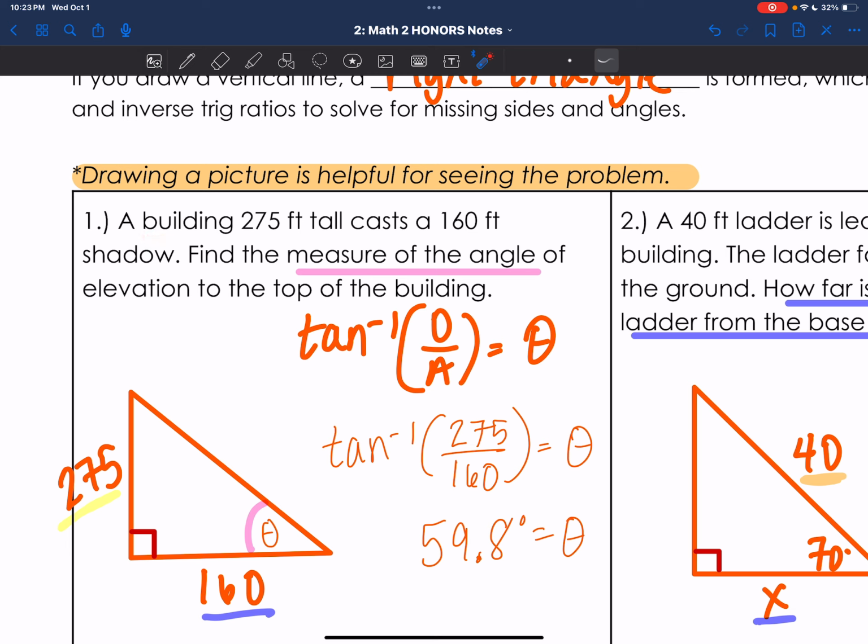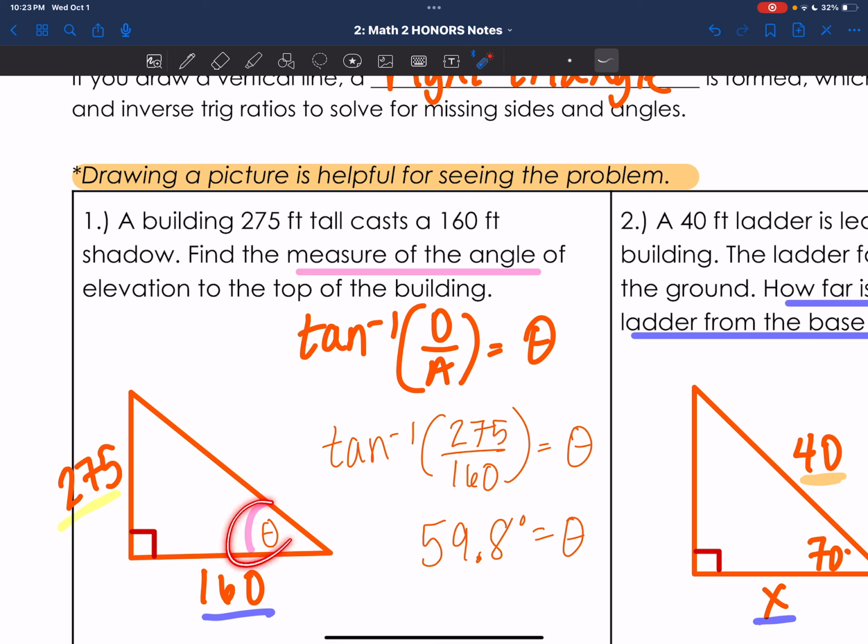The building is 275 feet tall. So this is your building right here, and it's 275 feet. It casts a 160-foot shadow. So this is your shadow down here. We want to measure the angle of elevation. So we know we're looking up. It's this guy right here. Remember, that's theta. We don't know the angle. To the top of the building. The top of the building is right there. So again, we don't need this line here, but these are our parallel lines, and that's your transversal, just so you can imagine where it's at.